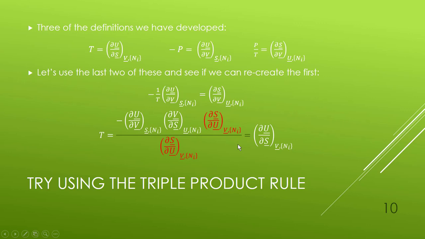So you're able to go through and manipulate things using this triple product rule to prove that things are equal to each other. Now in this case we were trying to prove something where we already knew the answer, but we're going to shortly be using this so that we can develop answers when we don't know the answer yet.